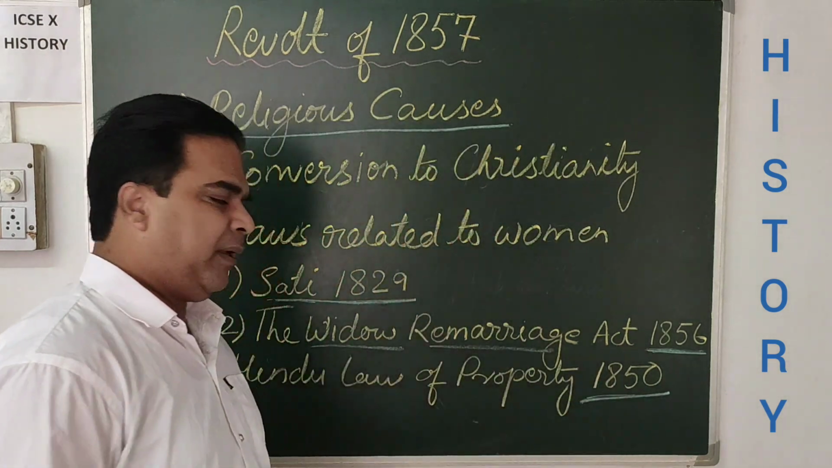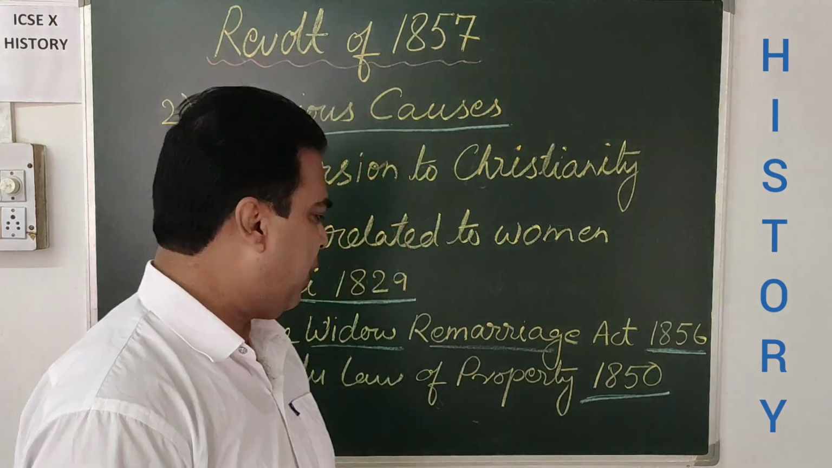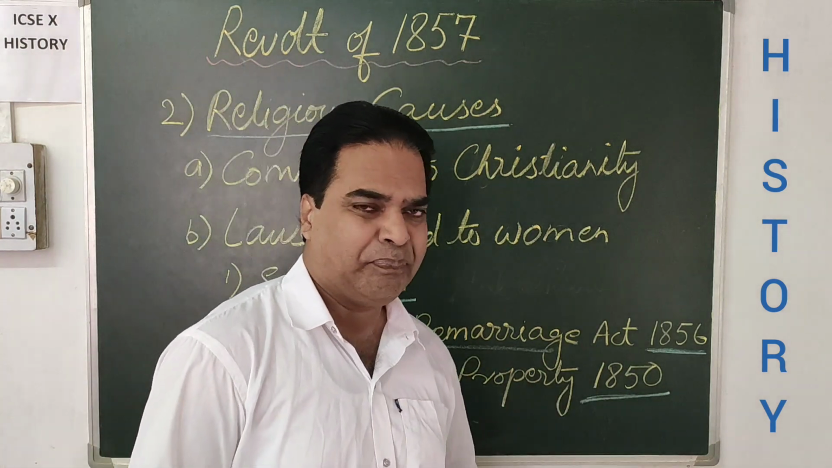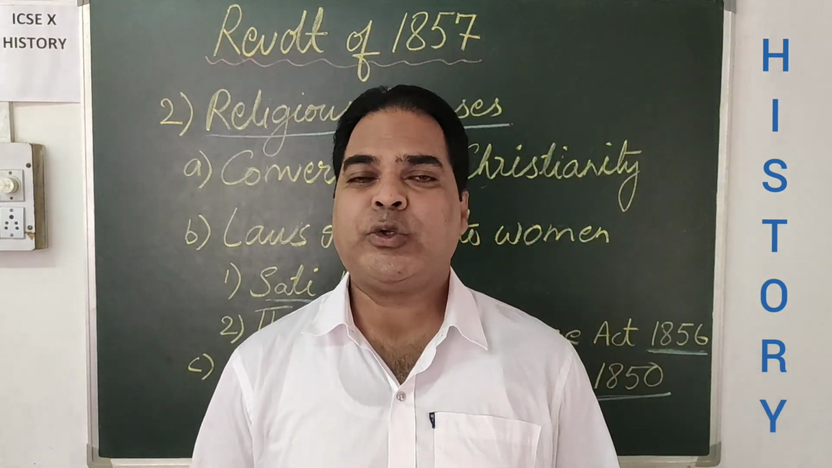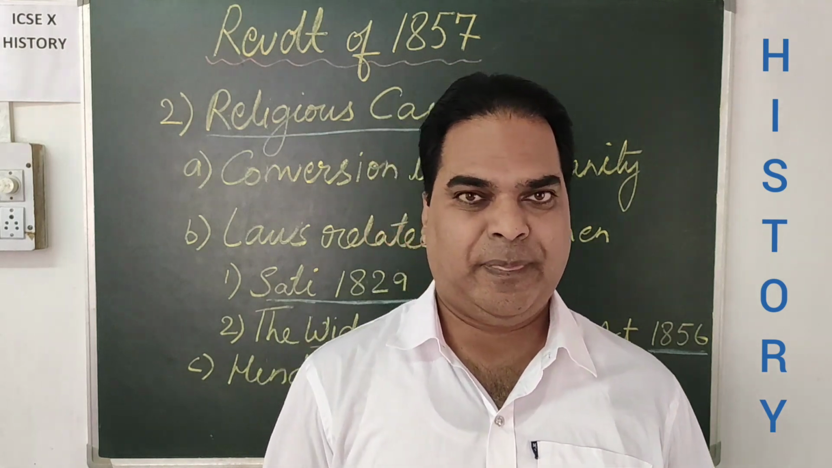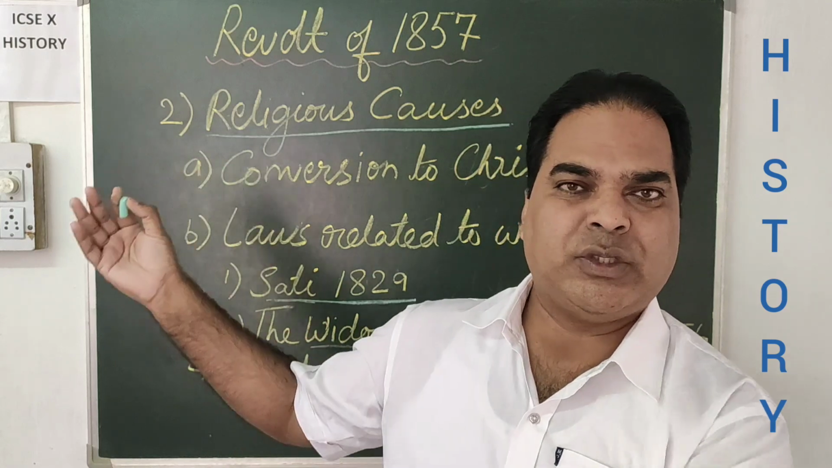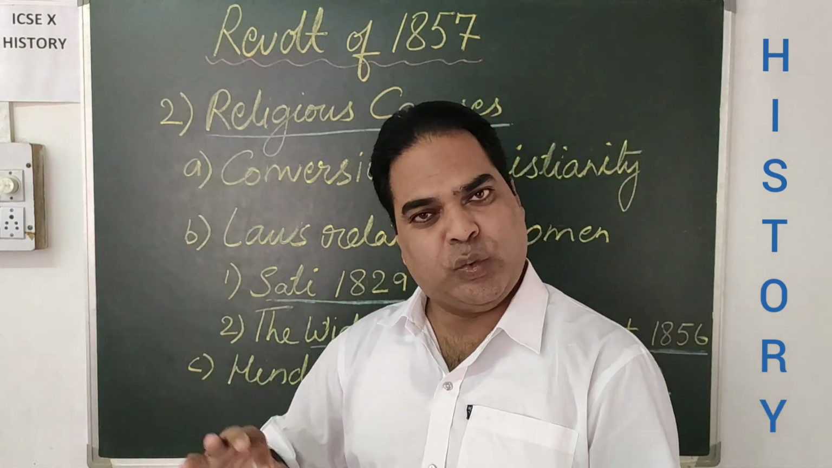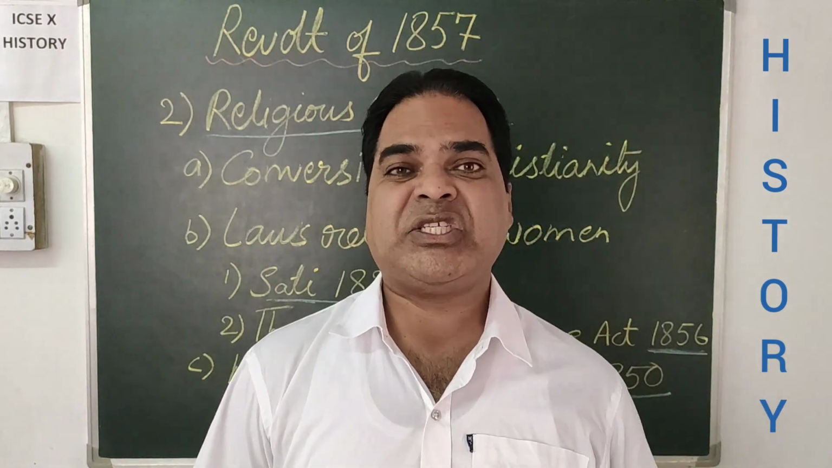In 1850, they passed a new bill which became an act, that in order to inherit the ancestral property, you need to convert yourself to Christianity. Suppose your parents had left lots and lots of property, so you need to inherit them, because after father, son will become the legal owner. But in order to inherit the ancestral property, you have to convert yourself to Christianity.